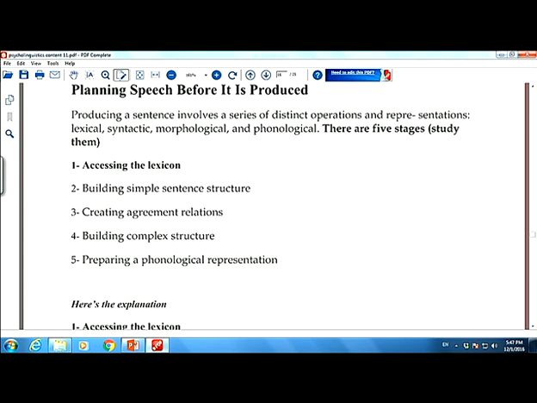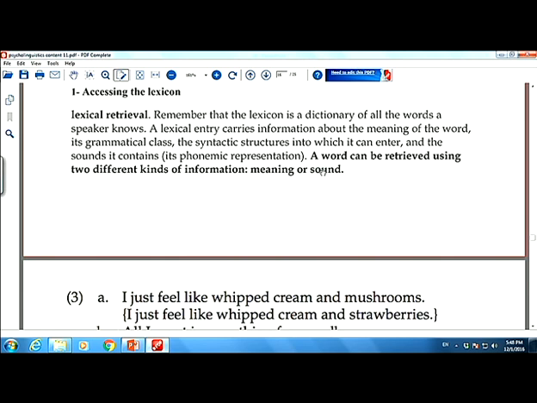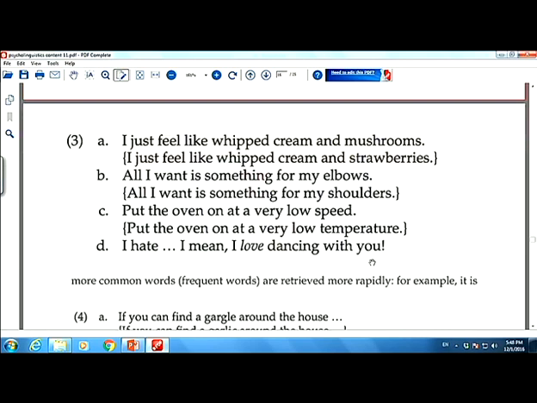What is lexical retrieval? What is it? Remembering the word from the lexicon, from the mental lexicon. And then a word can be retrieved using two kinds of information, meaning and sound. You should know that. You should study that. Here we have an example. Now, I might give you an example of this.